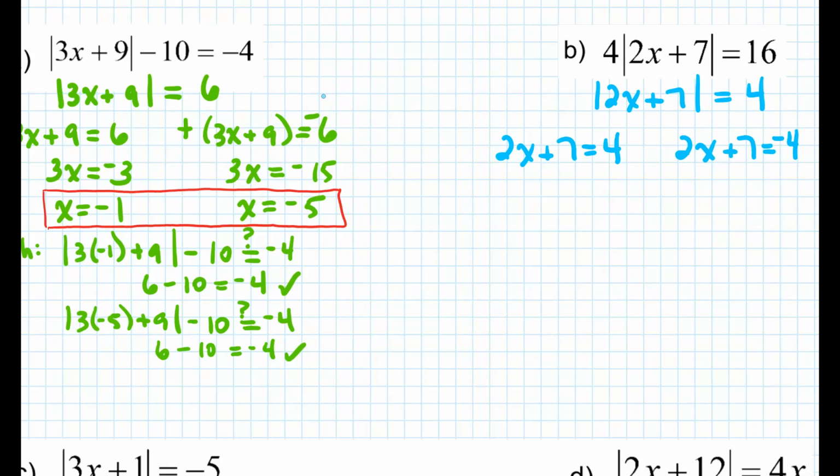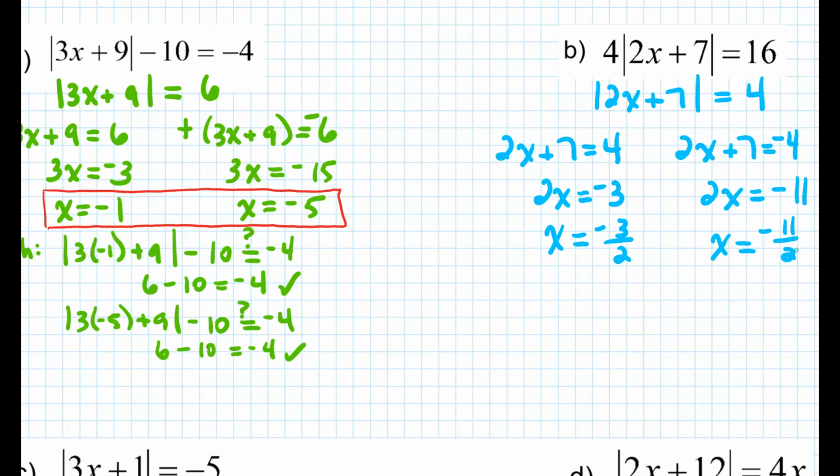Okay, so solving the first one, I get 2x is equal to negative 3. So that means this x is equal to negative 3 over 2. And our next one, we get 2x is equal to negative 11. So this x is equal to negative 11 over 2. Okay, and I know nobody likes the fractions.